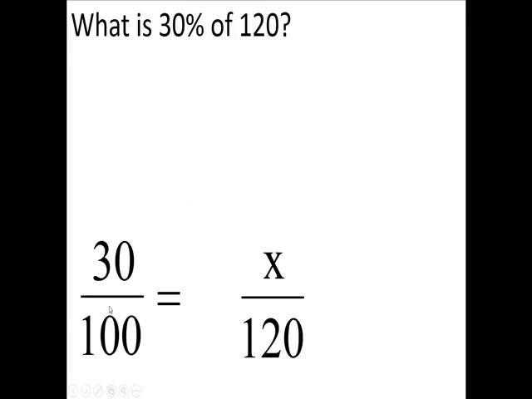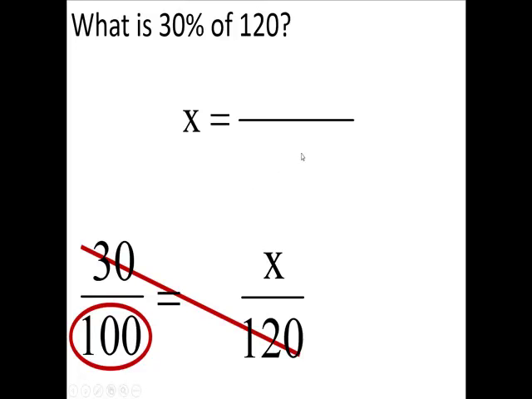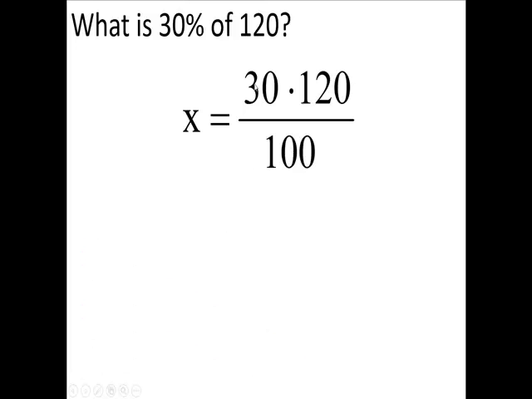Now, to write this down like this, we're going to do 30 times 120. You're going to cross multiply this, since these fractions are equal. 30 times 120, and we're going to divide by this other number over here. Okay? Now, 3 times 12 is 36. So 30 times 120 is the 36 with two zeros. Add two zeros. It's divided by 100.